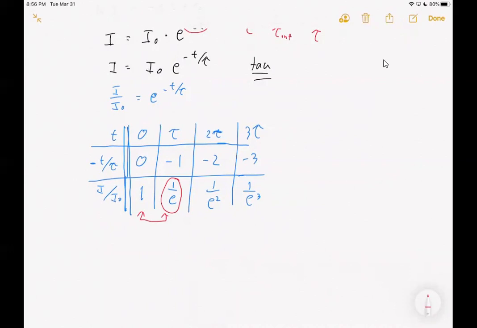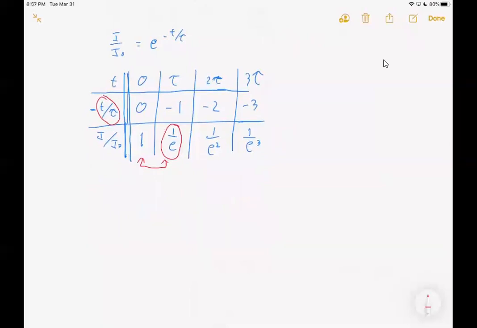So this ratio of t to a time constant makes sense because it will be unitless. When you divide a time by a time, you just get a number. So that's convenient. So the scientific model has all of these things over tau.